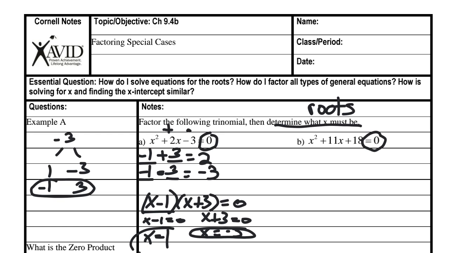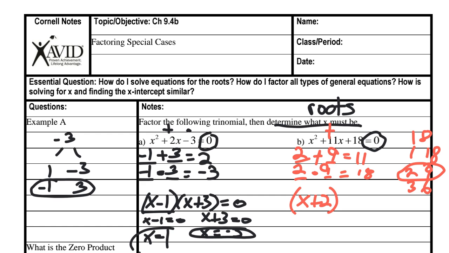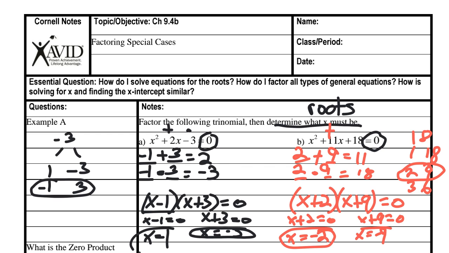All right, let's continue with b. So same thing. What adds to 11? What multiplies to 18? So break down 18. So 1 and 18, 2 and 9, 3 and 6, and we can go on, but we know that 2 and 9 add up to 11 and multiply to 18. So then that becomes x plus 2 because it's positive 2, x plus 9 because it's positive 9, and that equals 0. Then we just set each parentheses equal to 0 and solve. So x plus 2 equals 0, x plus 9 equals 0, minus the 2 over and get -2, minus the 9 over and get -9.